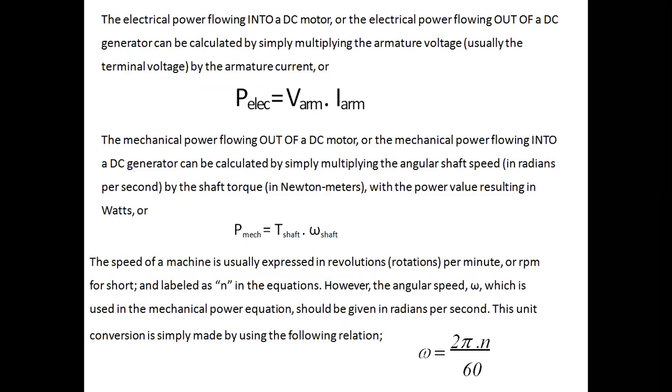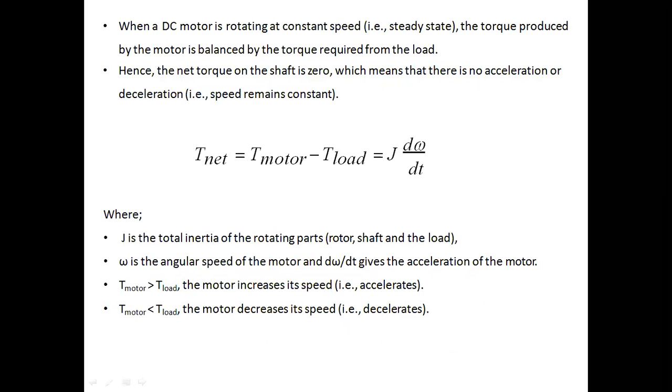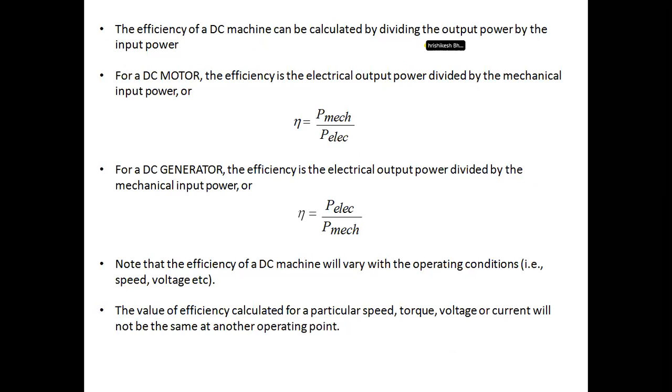Again, mechanical power equal to torque into omega, angular velocity. Sometimes they will not give the value directly, so they will give the value of speed. You can solve here, pi you can take 22/7 or you can take 3.14. You will get the value for the angular speed. So again, when we are using the DC machine, the efficiency of the DC machine will vary with operating conditions.